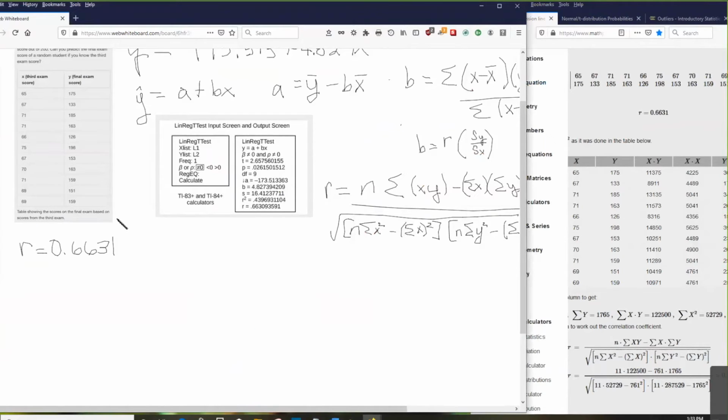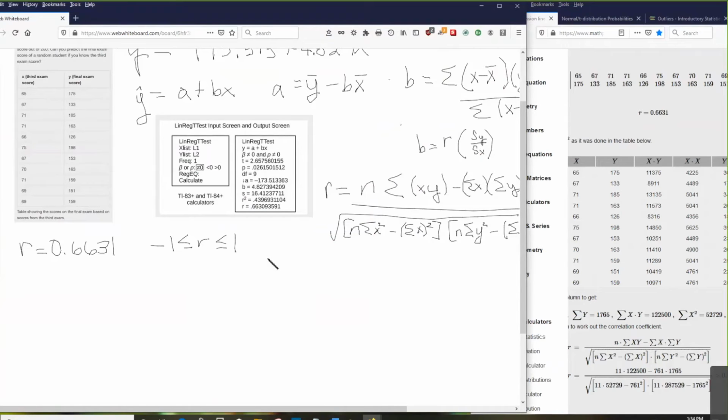So the few things about R is it's always going to be between -1 and +1. The closer the R is to either -1 or +1, that's going to show a stronger relationship. If R equals 1, that's a perfect positive correlation. If R equals -1, that's a perfect negative correlation. If R equals 0, there's no correlation.